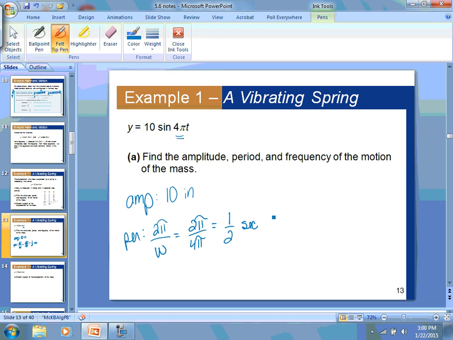And then for our frequency, we're basically just going to take the inverse of this. We're going to flip-flop it around. So it would be w over 2 pi. So we'll have 4 pi over 2 pi. So that's going to be 2 cycles per second.